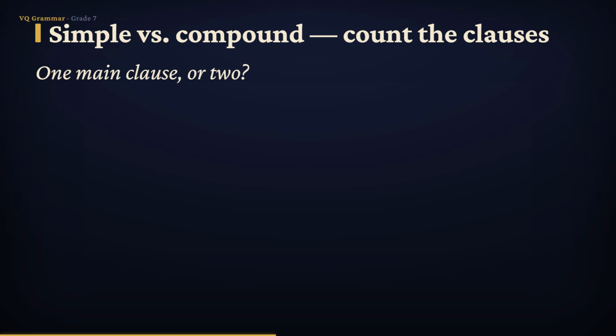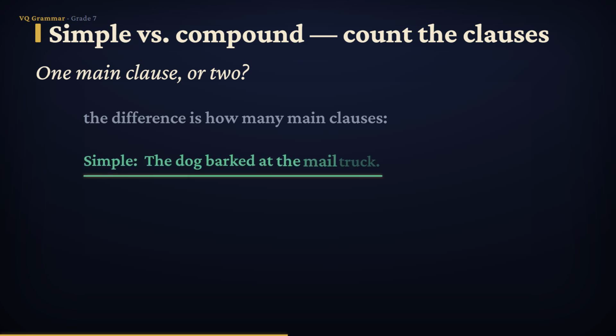Let's put them side by side so the difference is crisp. The whole question is, how many main clauses does the sentence have? Look at the simple one. The dog barked at the mail truck. That's one main clause, so it's simple.